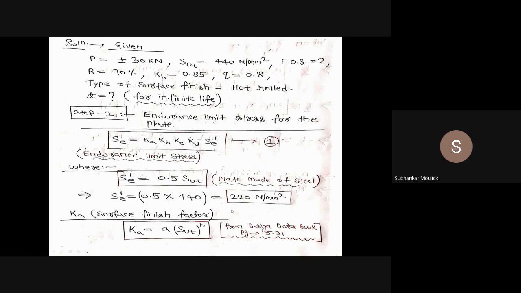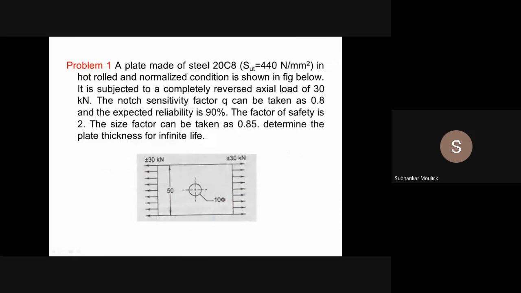How can I evaluate them? For that, go back to the question. It has been written in the question that a plate made of steel in hot rolled and normalized condition. From this line, that is hot rolled and normalized condition, can I find out the value of Ka?